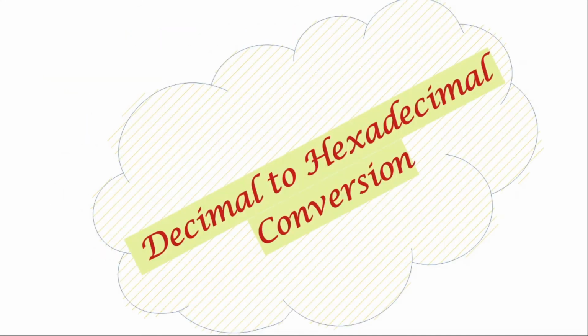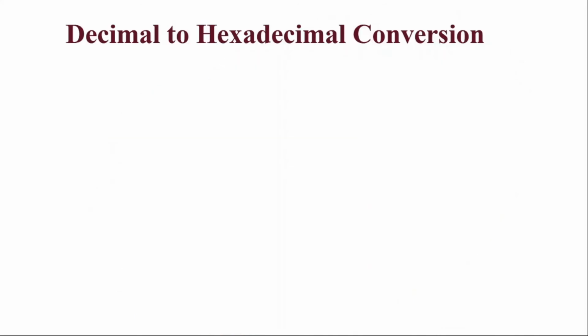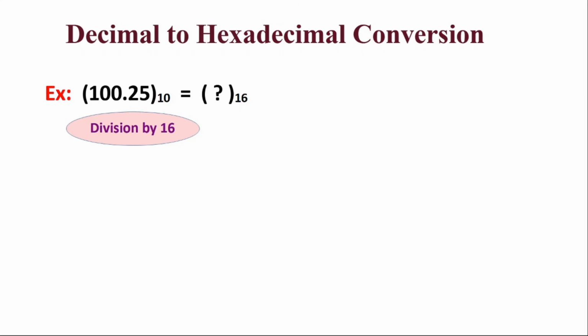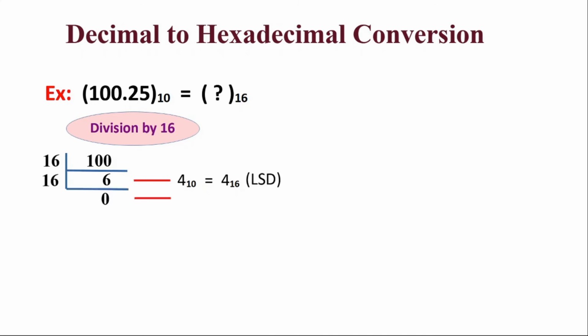Next, decimal to hexadecimal conversion. Here also, for the integer part, we perform the repeated division by 16. After first division, the remainder is 4 in decimal, which is equivalent to 4 in hexadecimal system. It is our LSD. After second division, we get remainder as 6 in decimal, which is equivalent to hexadecimal 6. It is our MSD. Now read up. So 64 is the hexadecimal equivalent of decimal number 100.